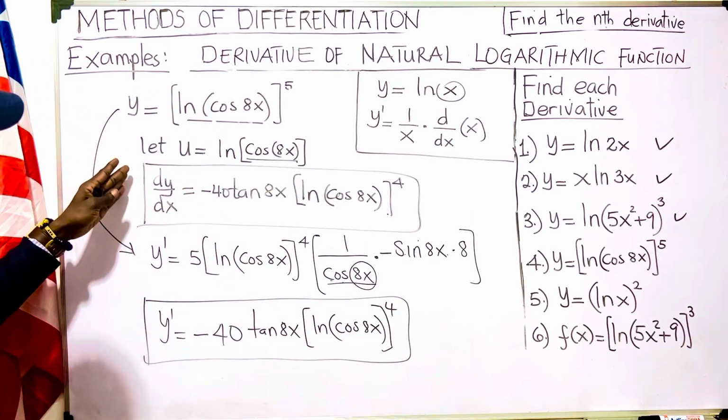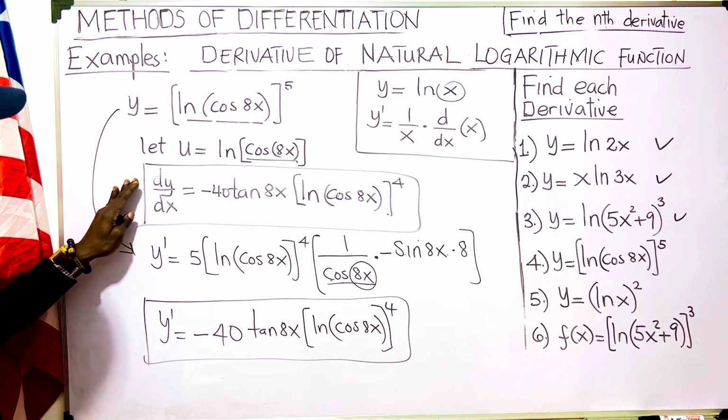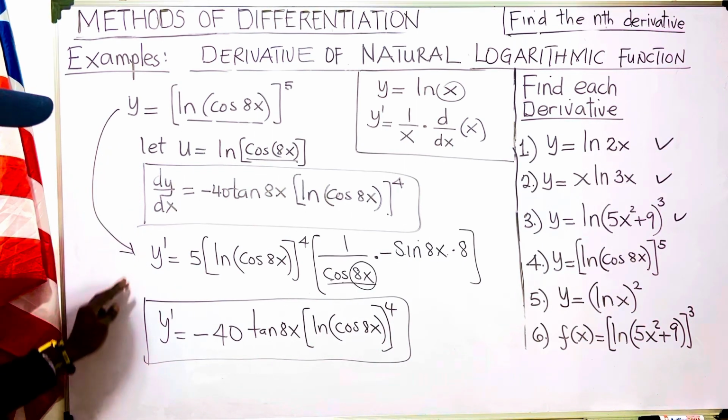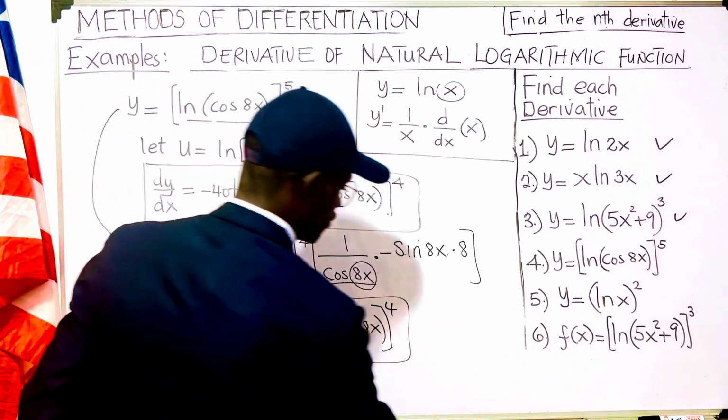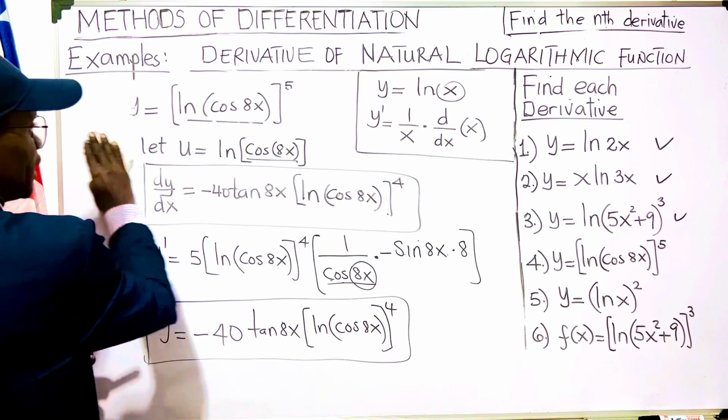So you either go this way using the u substitution, that's the chain rule, or you just directly use the extended power rule, whichever way you want to go. So let's look at the next problem.